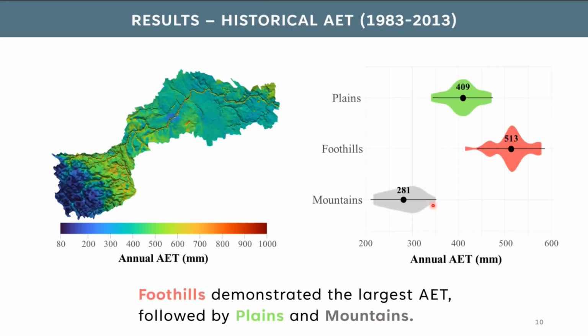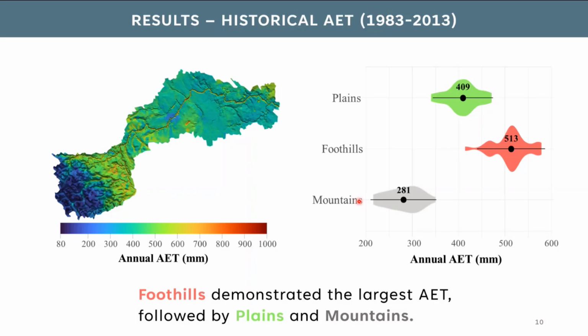So to begin with the big picture of the results for the historical period. In this graph in the left map, we have the representation of the mean annual actual evapotranspiration across the North Saskatchewan River Basin. In the right panel, we have a violin graph that represents the spatial distribution of the mean annual evapotranspiration in the different ecohydrological regions. Sorry, the mean annual historical distribution of the actual evapotranspiration in the different regions.